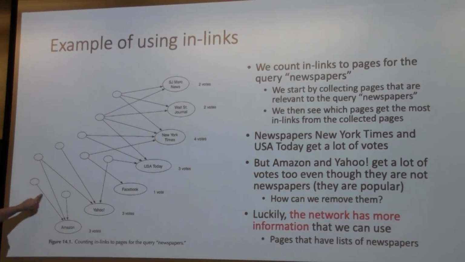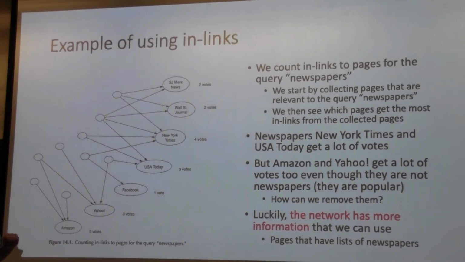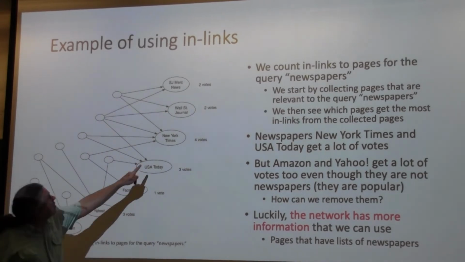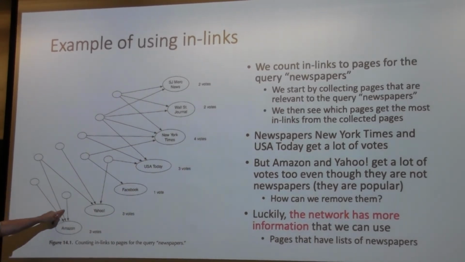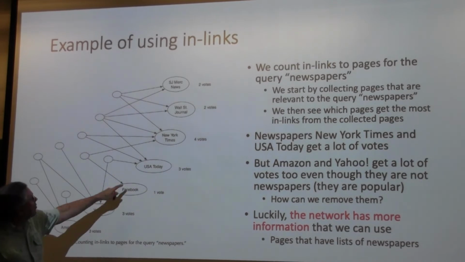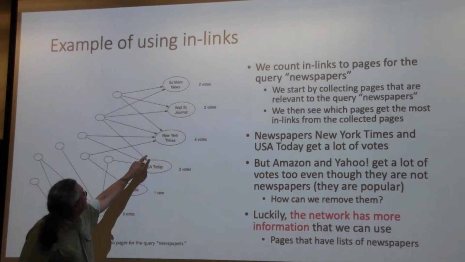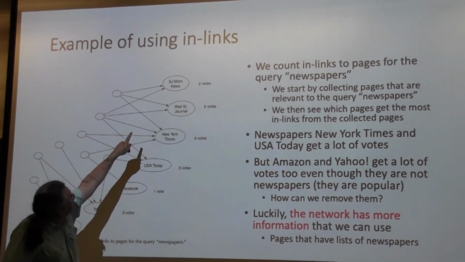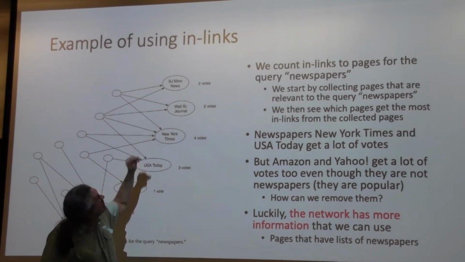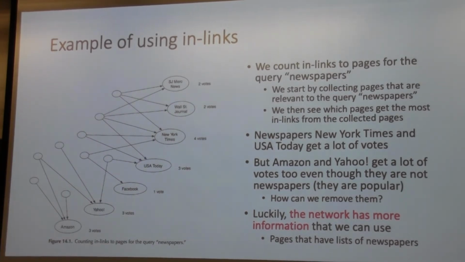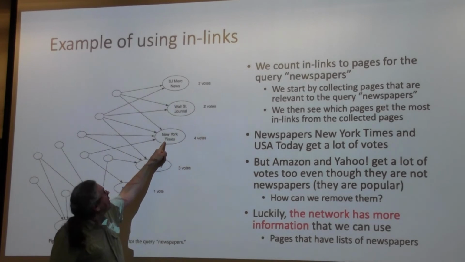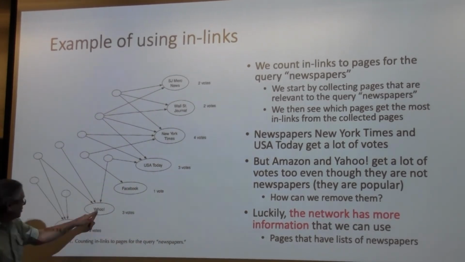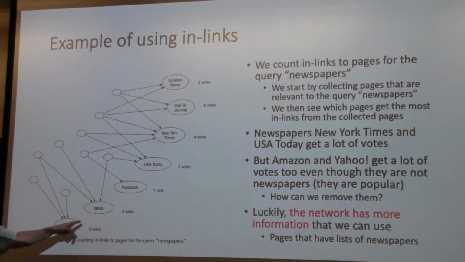And they will have links, and we look at the pages they are pointing to. So this one, Amazon gets 3 links. USA Today, which is a newspaper, also gets 3. New York Times gets 4. The top one, San Jose Mercury News, gets 2. So Wall Street Journal and New York Times get some votes. USA Today gets votes. But Amazon and Yahoo also get votes, but they're not newspapers.